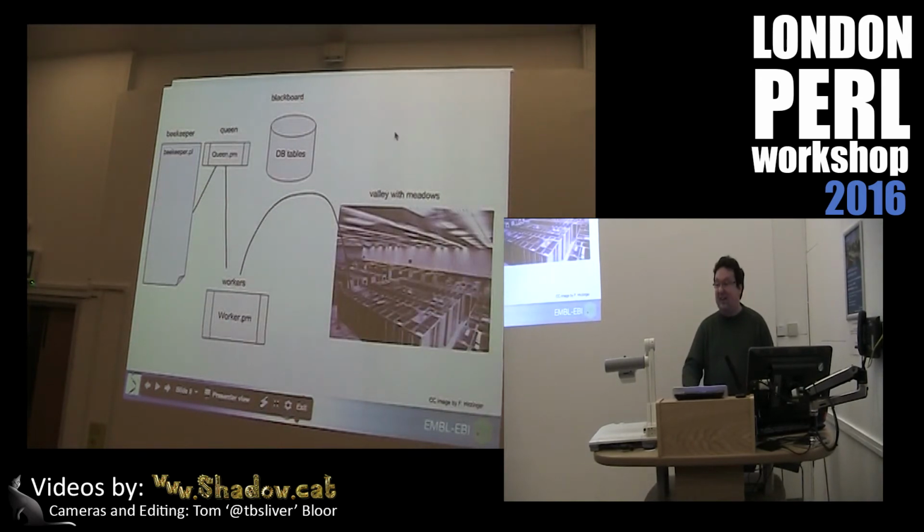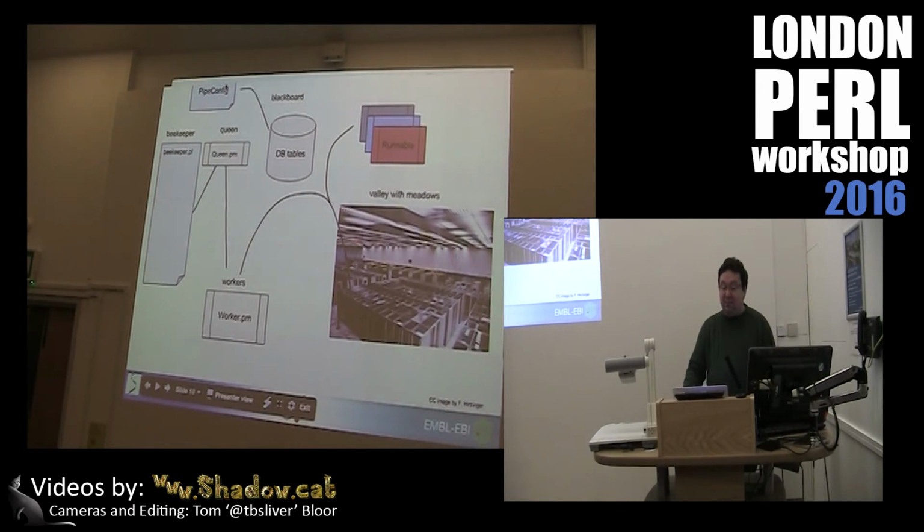So if you look at the metaphor, the beekeeper is a Perl script that the user actually runs. The queen is a module, which is the interface. Workers are a Perl module. The blackboard is a set of database tables. And a valley is a compute farm, and a meadow is a set of machines or a set of resources in that farm.